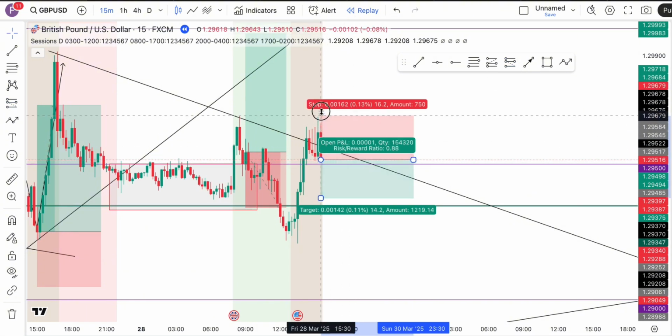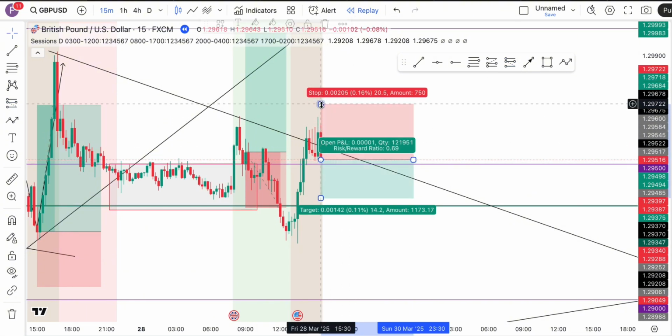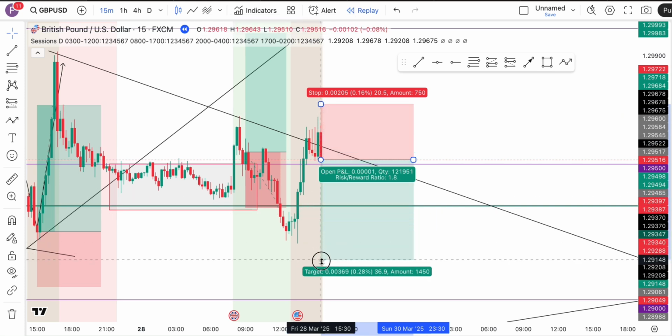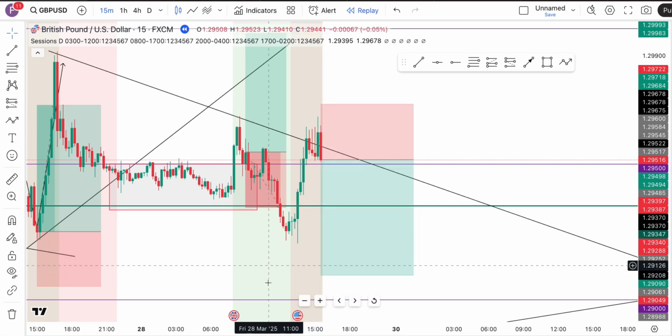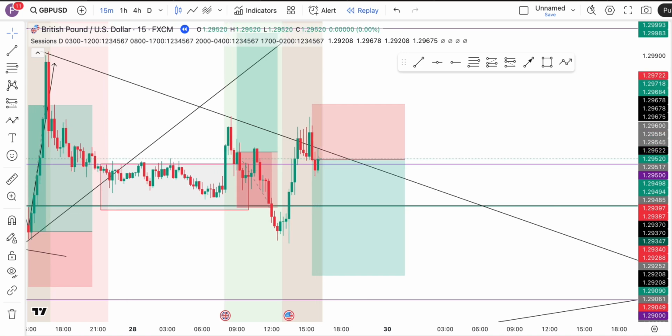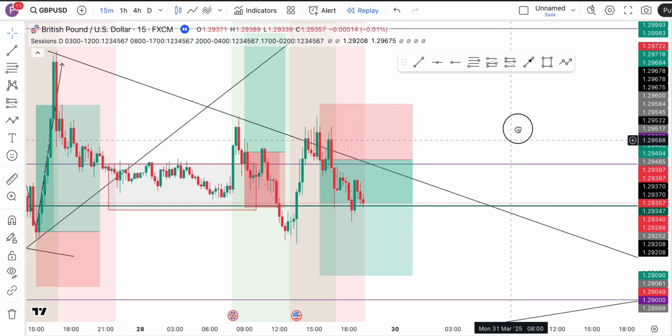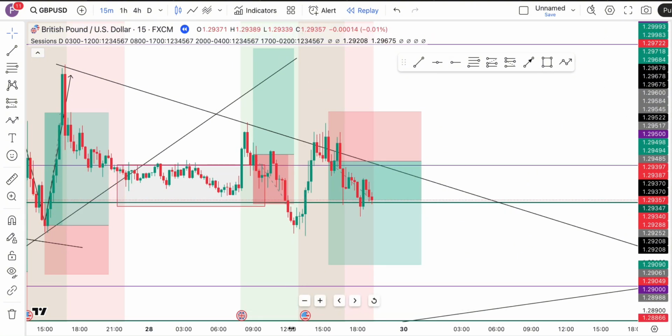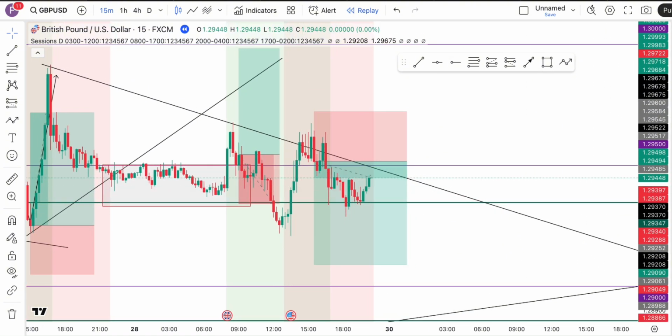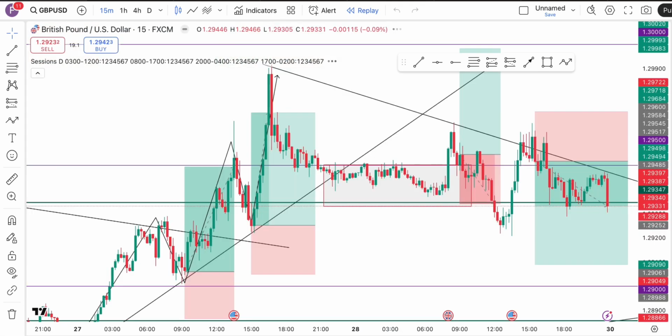Sell. Stop loss, 20 pips. Remember, 20 pips. Target, 1 to 2 risk to reward. Let's see what price will do. Okay. So around this day, I think eventually we close this day with break even.